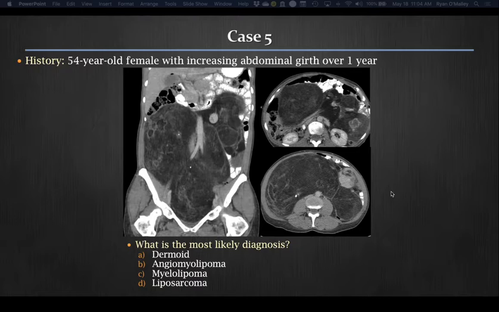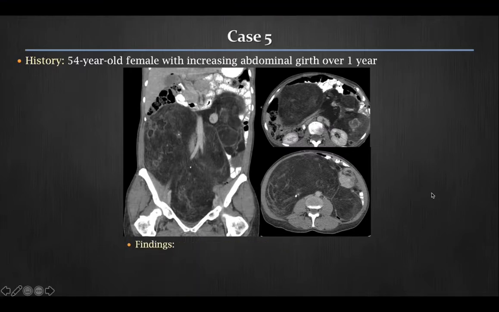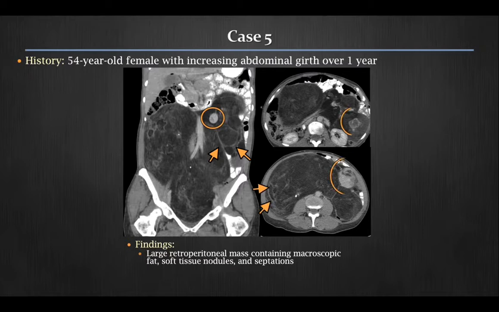All right, the next case is a 54-year-old female with increasing abdominal girth over 1 year. Findings here, large fat attenuation and soft tissue attenuation masses extending throughout all of the retroperitoneum with substantial displacement of retroperitoneal structures.